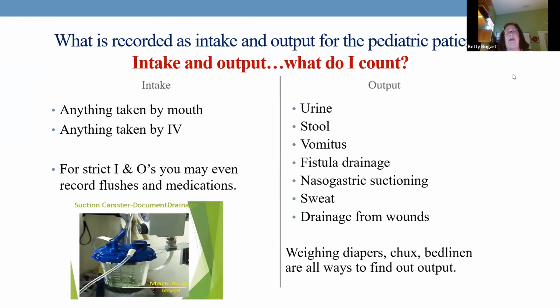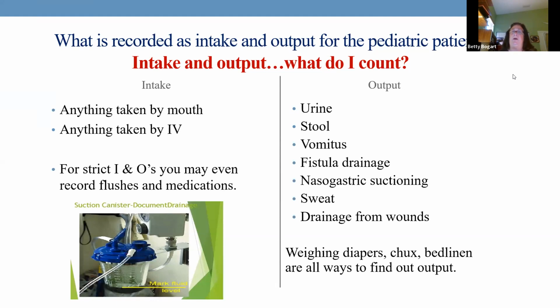So intake and output. How do we know what to count for each? Well, if it's intake, anything taken by mouth, anything orally, we're going to count, and anything IV. Now, sometimes as we're giving IV medicines, we're flushing before and after. If this is a patient like a cardiac and congestive failure, I want to know every little ml/cc that's going into this child. I'll record all of those flushes.